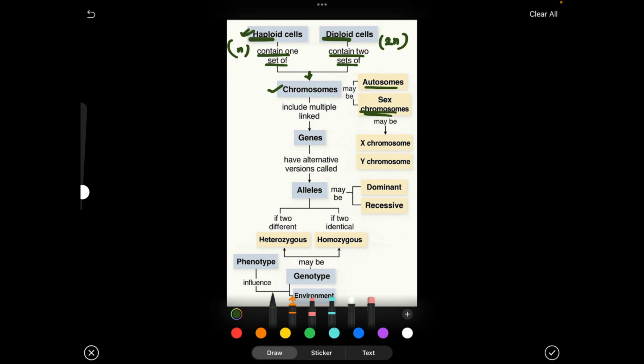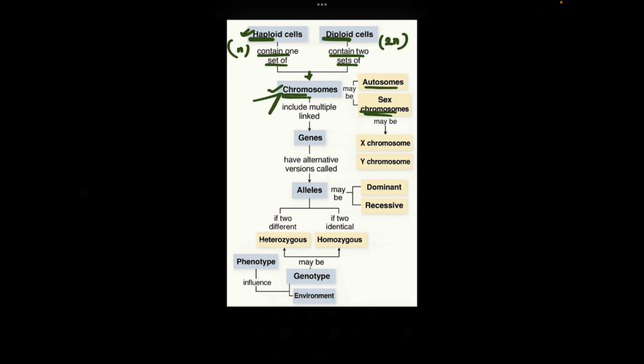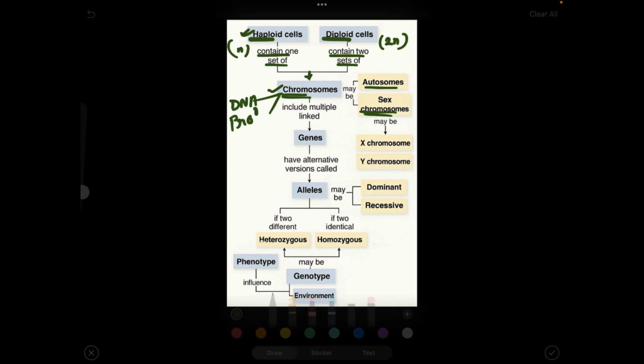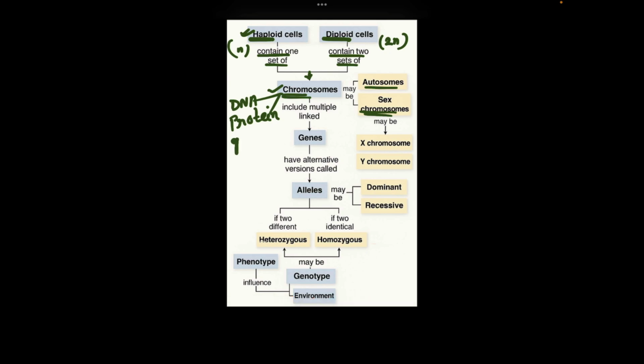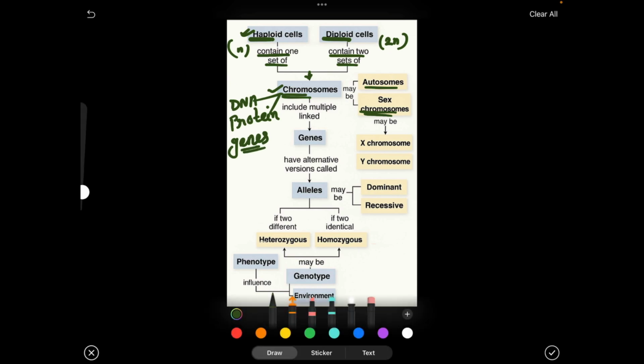What are chromosomes? Chromosomes are actually long thread-like structures made up of DNA and protein. So chromosome is made up of these two things. Each chromosome can contain multiple genes. Inside the chromosome, multiple genes can be present. Sometimes these genes are located together and then they are inherited as linked genes.